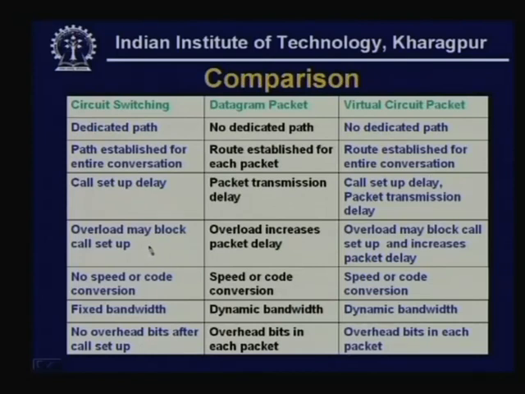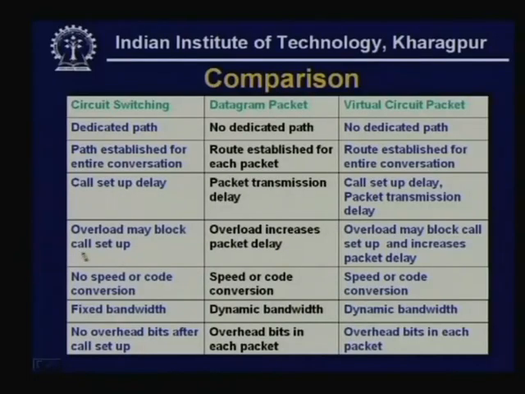Then coming to the fourth point, overload. In case of circuit switching, overload may block call setup. That means, if the circuit switched network is blocking type and there is heavy traffic, for example, whenever it is implemented with the help of multi-stage cross-bus switches, in this case it can be of blocking type. In such a case, when there is heavy load, there is a possibility that it is not possible to set up the link. So, here even the link path cannot be set up, so data transfer is not possible.